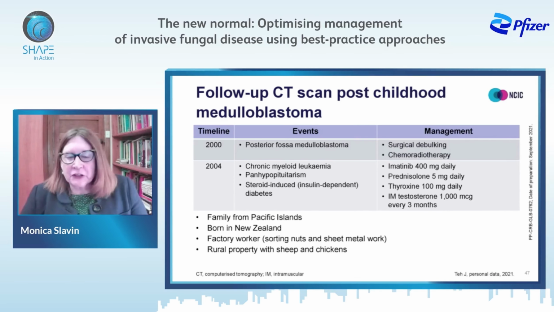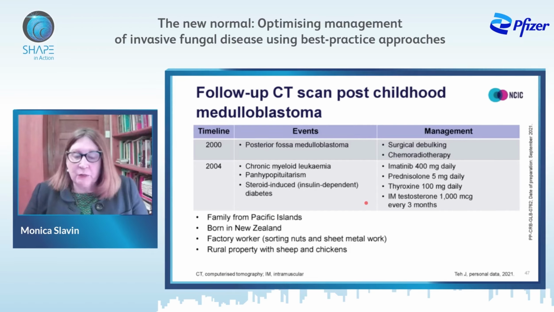So this is a patient who had a childhood medulloblastoma and was undergoing yearly CT scan follow-up. In 2000, the patient had had a medulloblastoma treated with surgical debulking and chemotherapy. There were several complications that ensued. In 2004, the patient developed chronic myeloid leukemia requiring treatment with imatinib. The patient also developed panhypopituitarism and steroid-induced insulin-dependent diabetes, and so was receiving prednisolone, thyroxine, and testosterone.